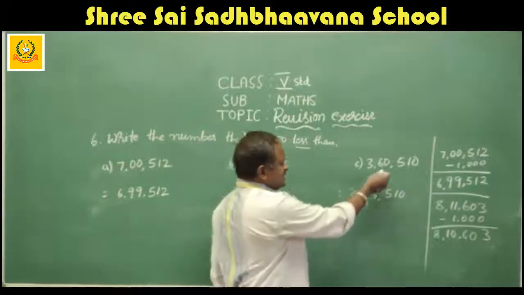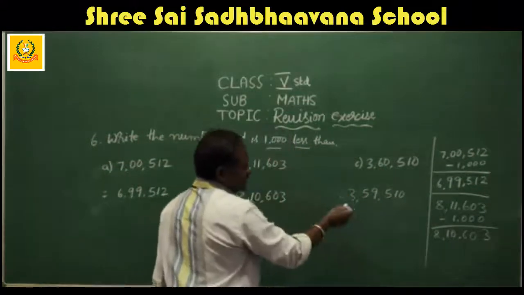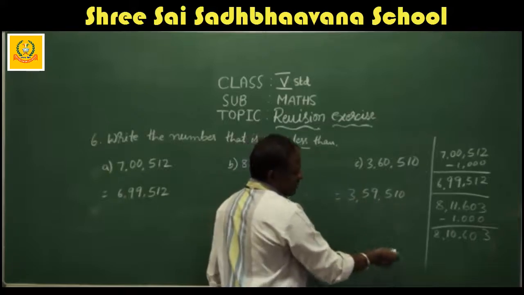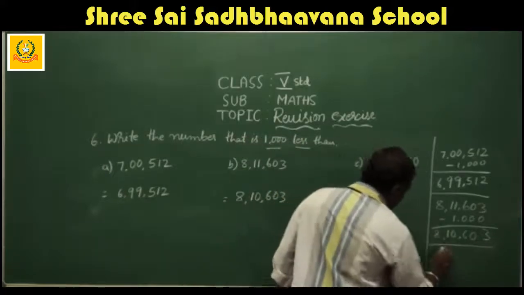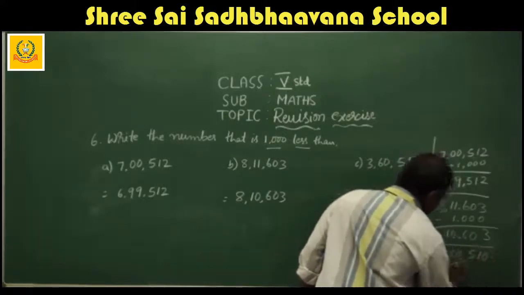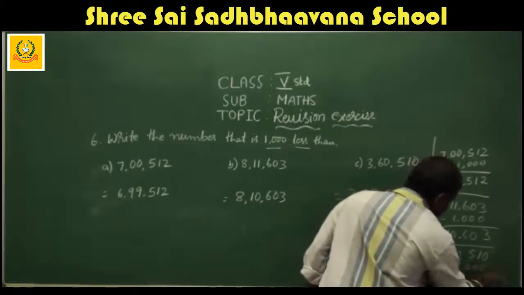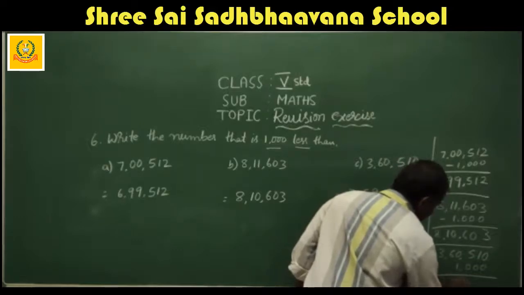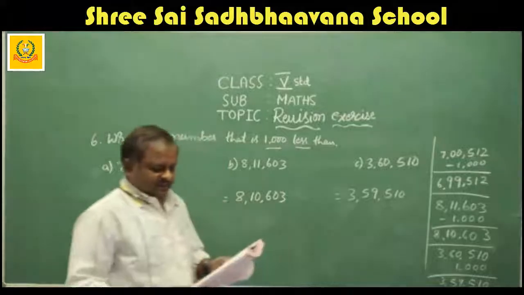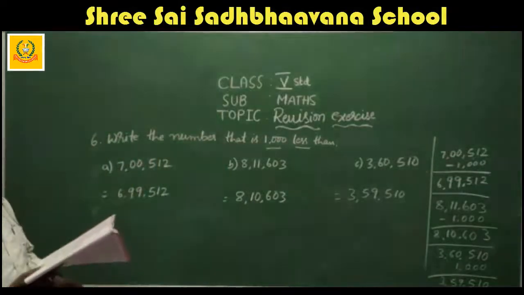That's all, 60,000. In that you have to subtract 1000. So you get 59,000. That is 3 lakhs 59,510. If you have doubt, I will do that also. So 1000 subtraction. So 3 lakhs 59,510. I hope you understand this one.